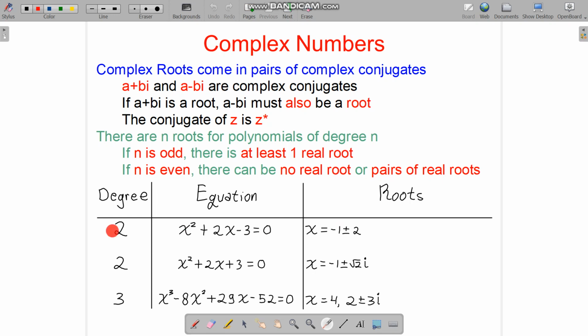For example, degree 2, this is a quadratic. You can use the quadratic formula, you get the usual solutions. You can factorize this as well. And another example here, almost exactly the same, but actually we get complex roots. We have a pair of complex roots. In this cubic polynomial here, we have one real root and two complex roots.